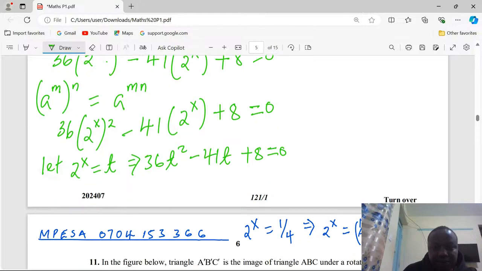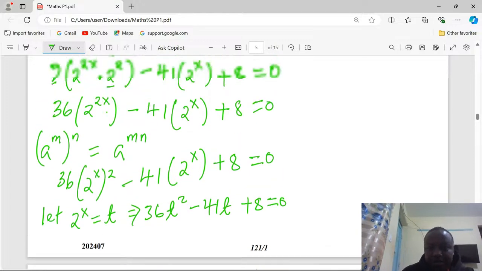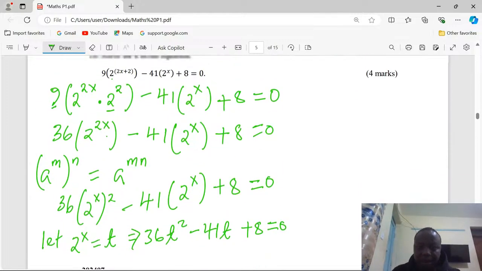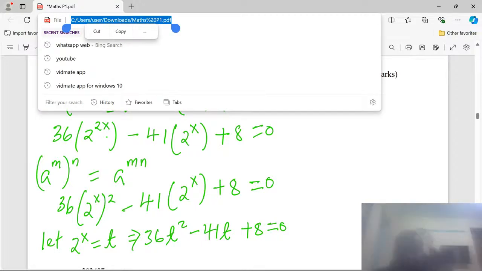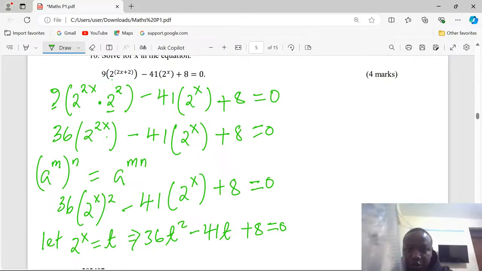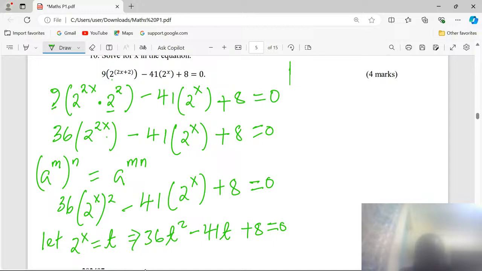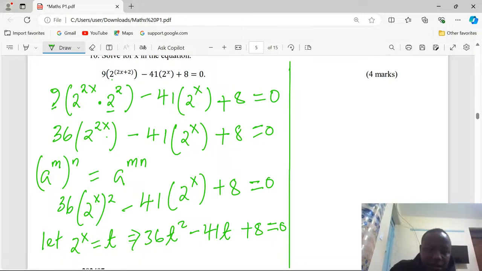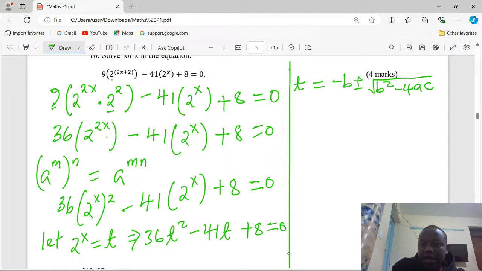With this now, we can talk of the quadratic formula. You know how to solve using the quadratic formula when an equation is quadratic? For example, our unknown is t. So we'll be talking about t equals negative b plus or minus the square root of b squared minus 4ac, then we divide by 2a.